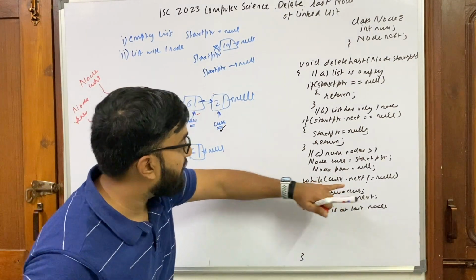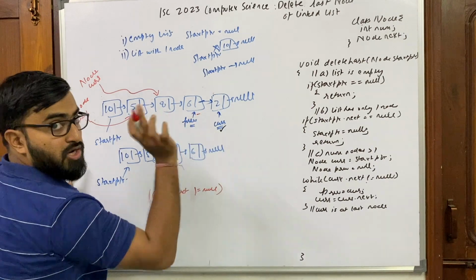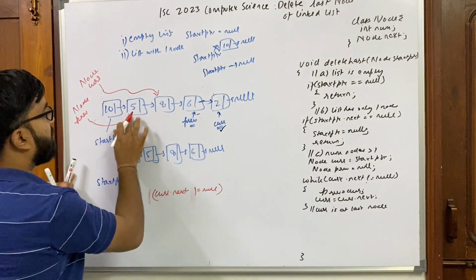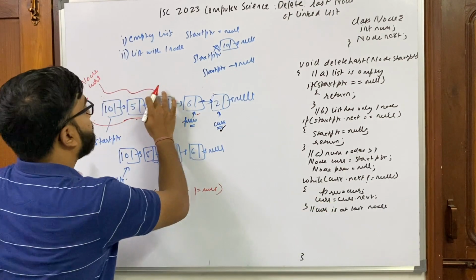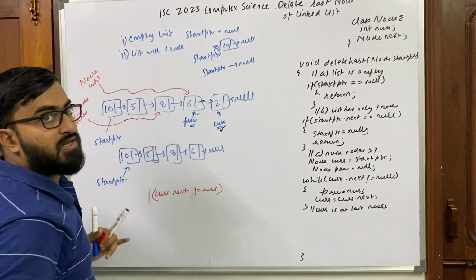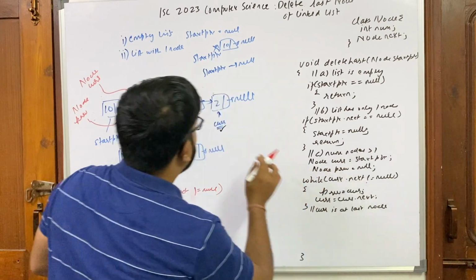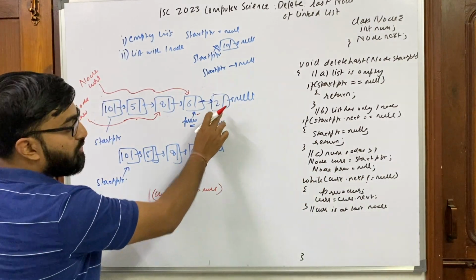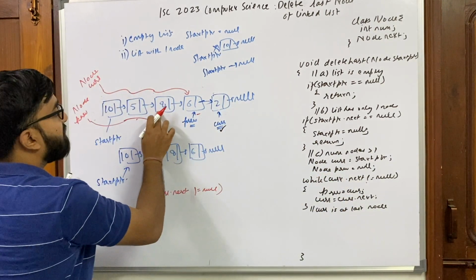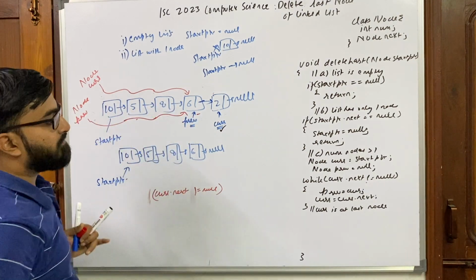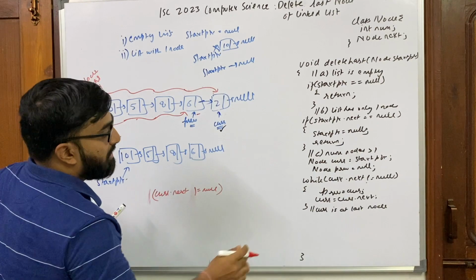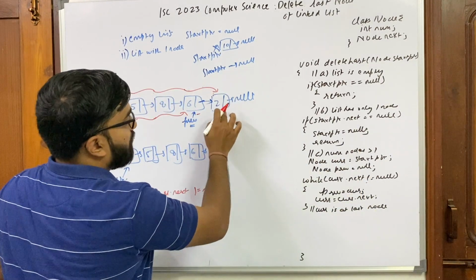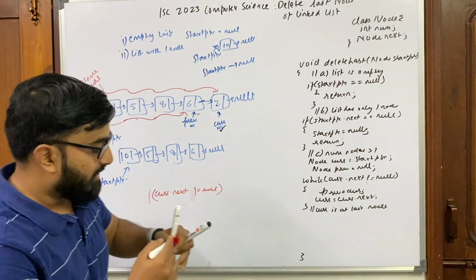You check this condition again, current dot next is not null, you do previous is current, previous points to where current is pointing, then current is current dot next, and you move here. Current dot next is not null, true, you do previous is current, previous now points to where current is pointing, and then current is current dot next. Current comes here, current dot next is not equal to null is false because we are at the last node, and the loop breaks.